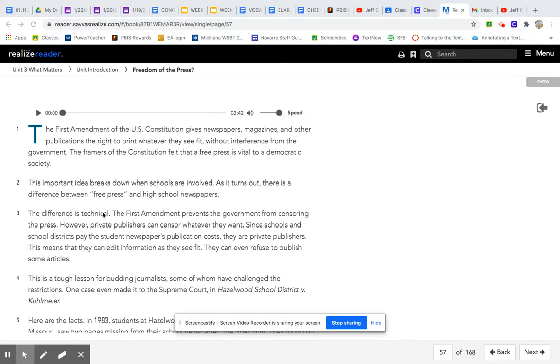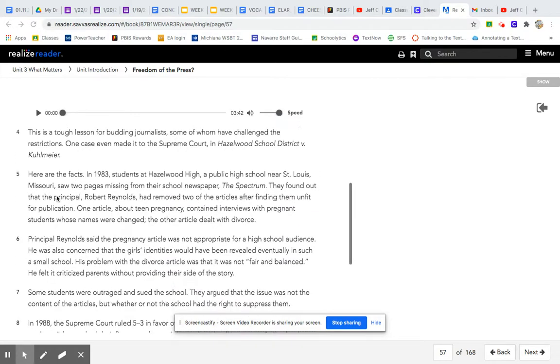The difference is technical. The First Amendment prevents the government from censoring the press. However, private publishers can censor what they want. Since schools and school districts pay the student newspaper's publication costs, they are private publishers. This means that they can edit information as they see fit. They can even refuse to publish some articles. This is a tough lesson for budding journalists, some of whom have challenged the restrictions. One case even made it to the Supreme Court in Hazelwood School District versus Kuhlmeyer.